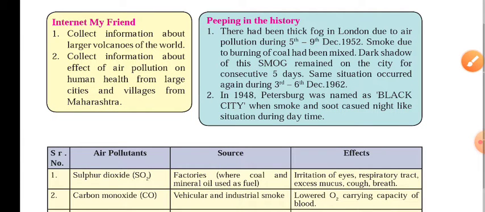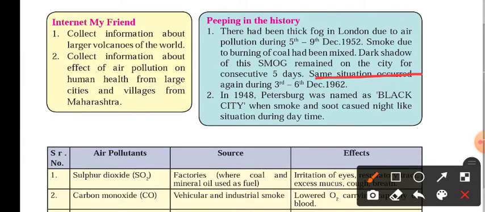Now, they have further given that the same situation occurred again during 3rd to 6th December 1962. In 1948, Petersburg was named as Black City when smoke and soot caused a night-like situation during daytime. So this they have given as the effect of air pollution.